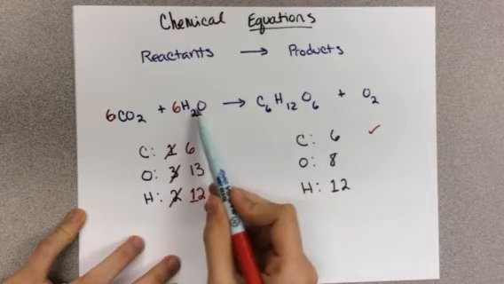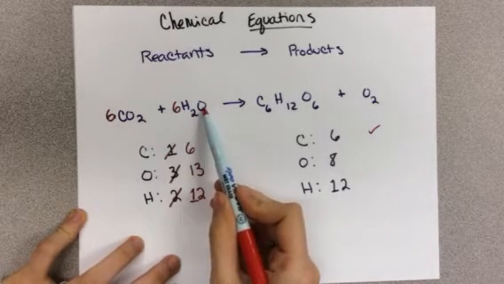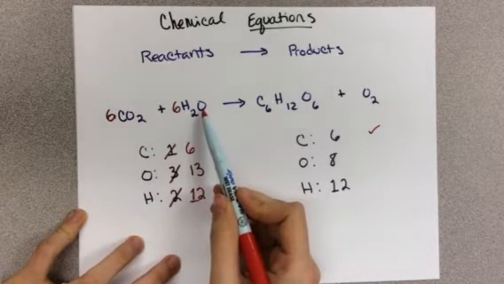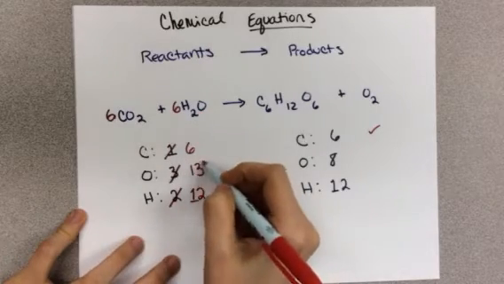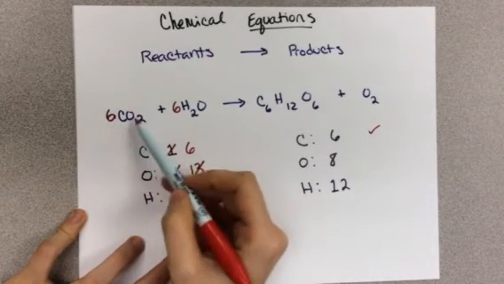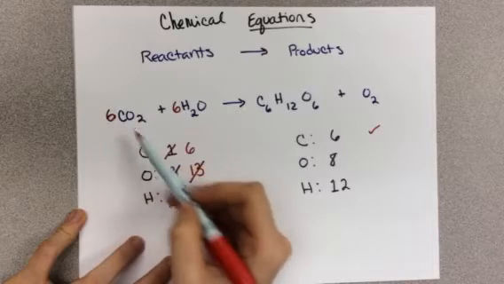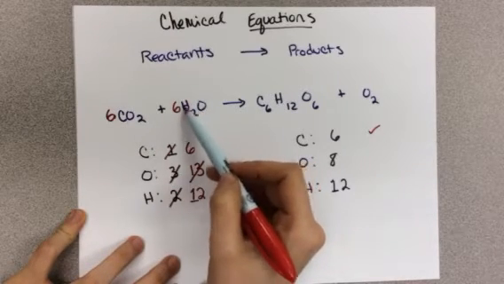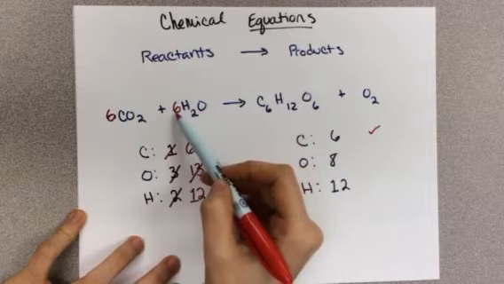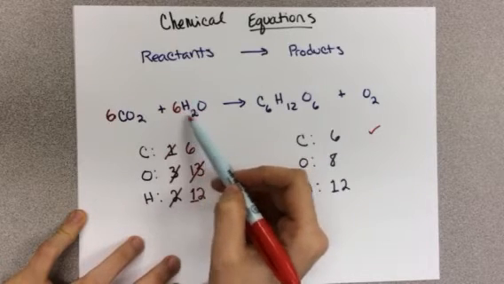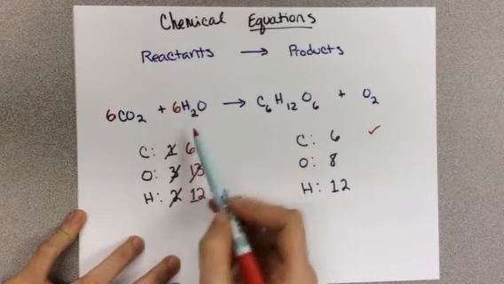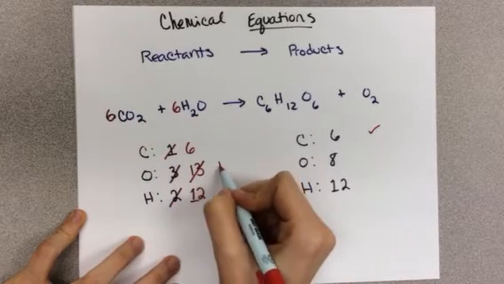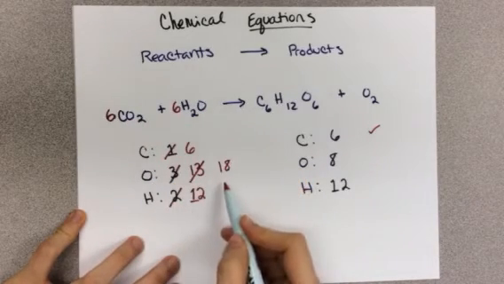But again, notice that that has changed our number of oxygens. All right, so let's count up our oxygens again because it's not 13. Remember, we have 12 here, 2 times 6. And now, how many do we have in this water molecule? Each water has 1 oxygen, and we have 6 waters. So that's another 6. So 12 plus 6, we now have 18 oxygens.